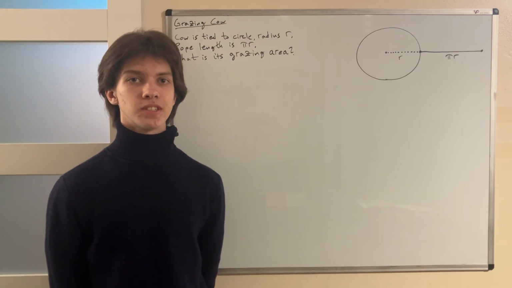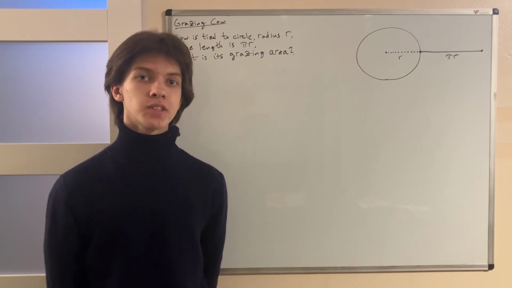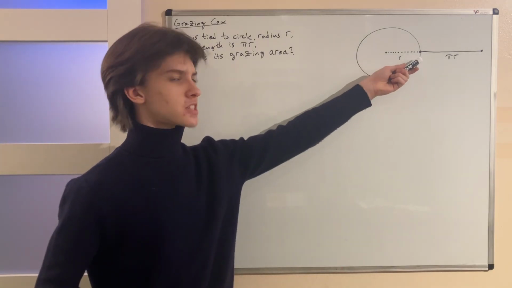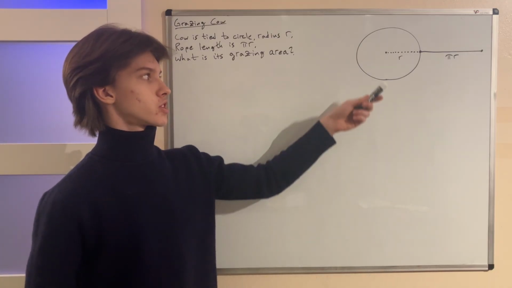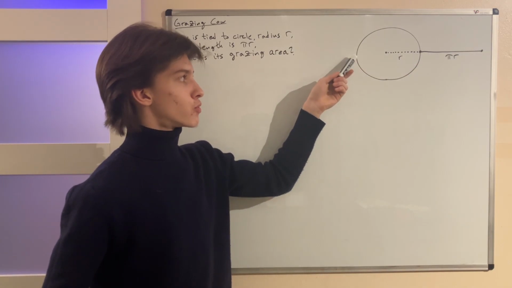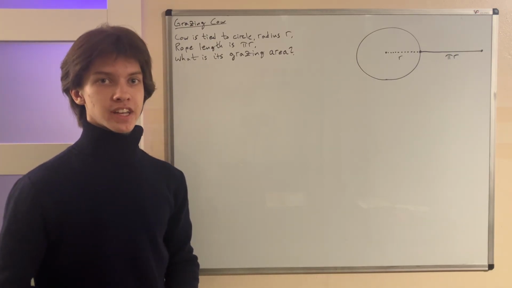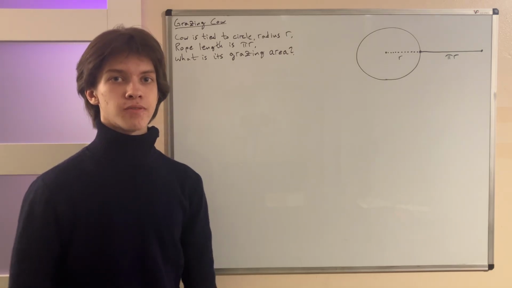Welcome everyone. Today we'll be solving a problem for all the animal herders out there. Suppose you have a cow that is tied to a circular silo at some point, and its rope is the length of half the circle's circumference, meaning the cow can go halfway around the silo before it can go any further. The question is simple. What is the area available for grazing by this cow? Well, let us find out.